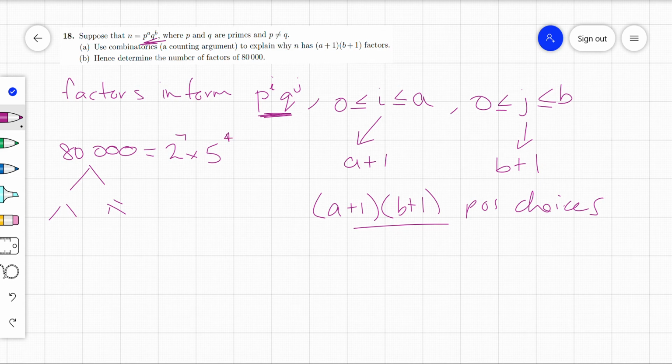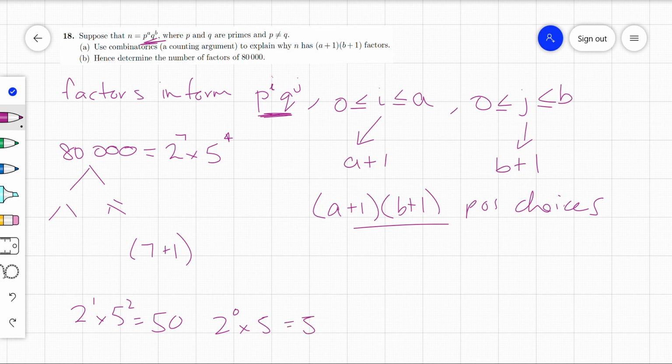So if we're thinking of all the different factors of 80,000 that we could have, well, we've got 7 plus 1 actually because of the 0. So 7 plus 1 choices for how many 2's? We could have 2 to the 0, for example. We could have 2 to the 1 and 5 squared, so that would be 50. 50 is a factor of 80,000. Or we could have 2 to the 0 and 5 to the 1, so that's going to be 5. 5 is a factor. So all these different factors.